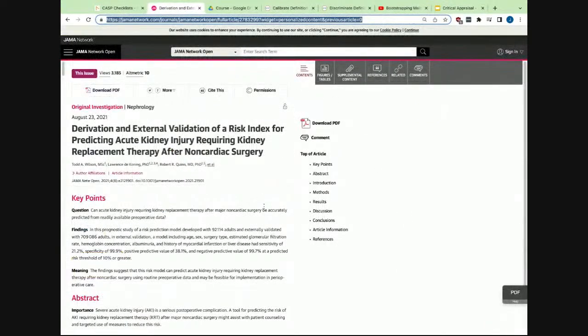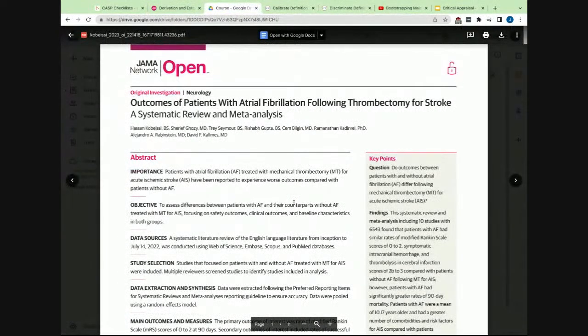So this is an article that I chose. I'm going to put it in the comment section here, so if anybody wants to look at it live, you can download this. This is JAMA Network Open, so you can actually download it yourself. Now, let us go through the paper. So this is how I read a paper.